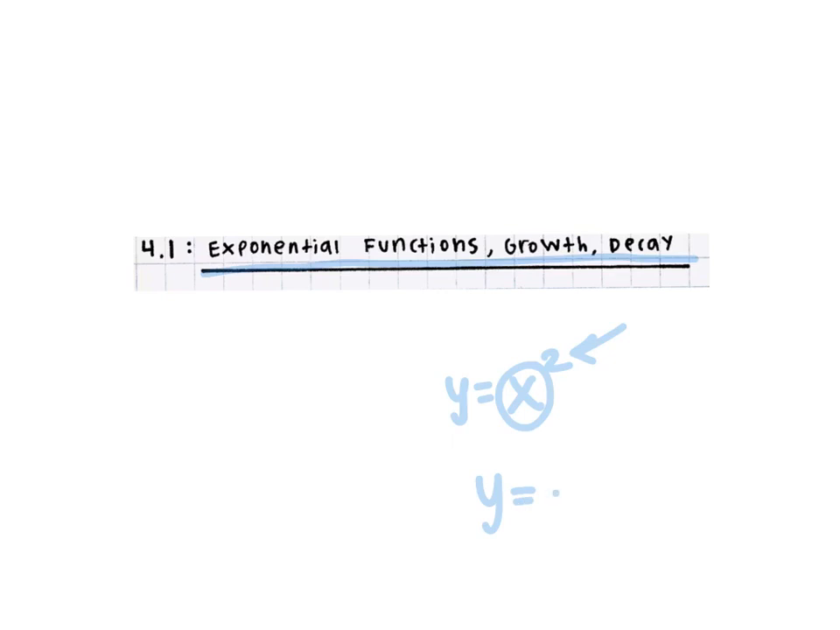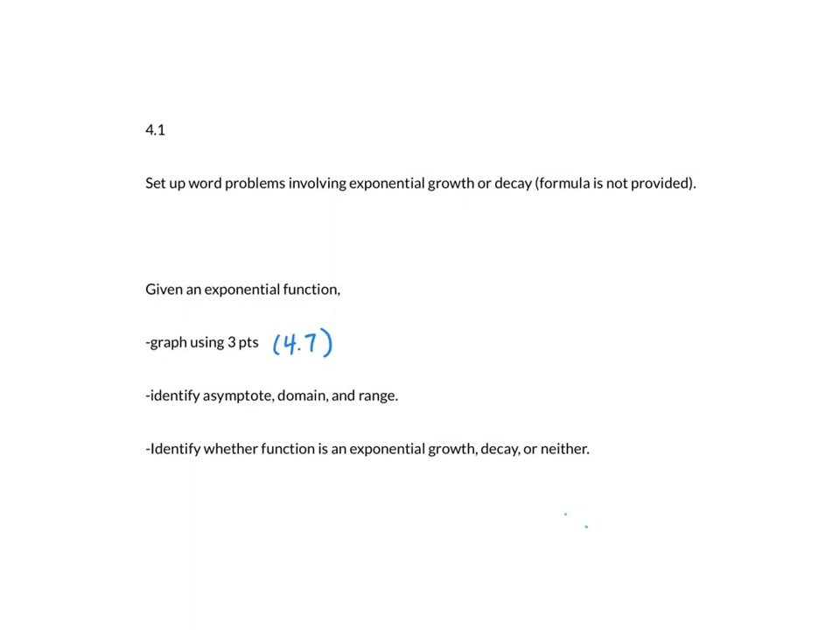So we're going to have a number for the base, and then we're going to have that exponent be the unknown variable. So we're going to see things like y equals 2 to the x or y equals 1/3 to the x, again where the exponent is the unknown variable. Here are the things that you need to be able to do for 4.1.